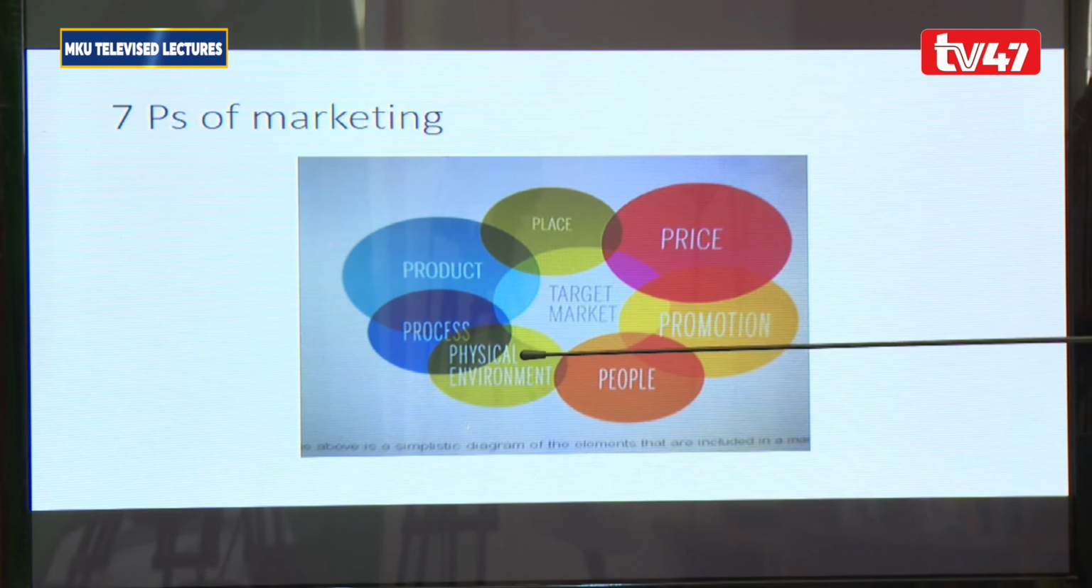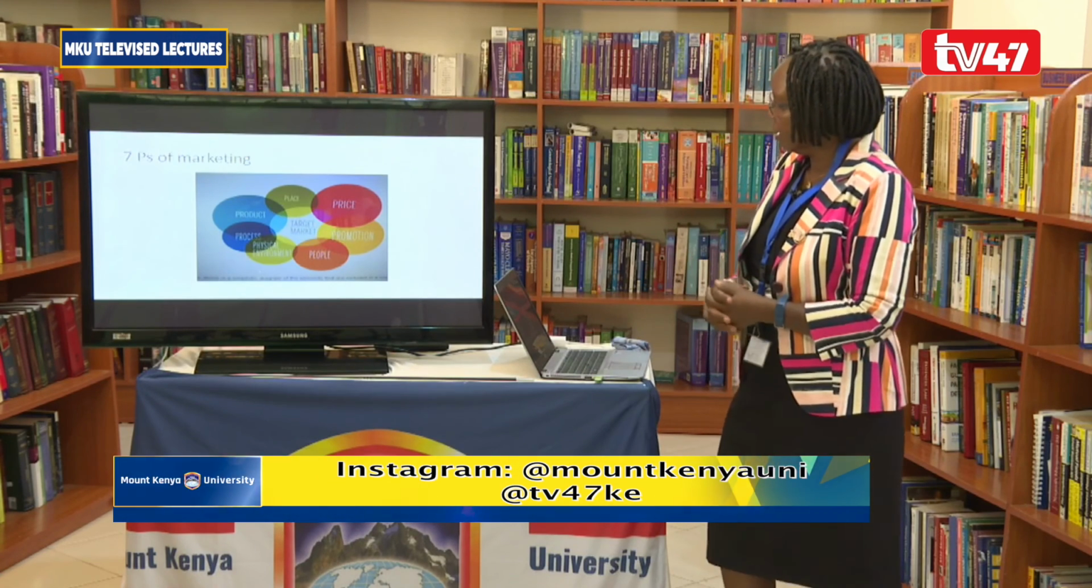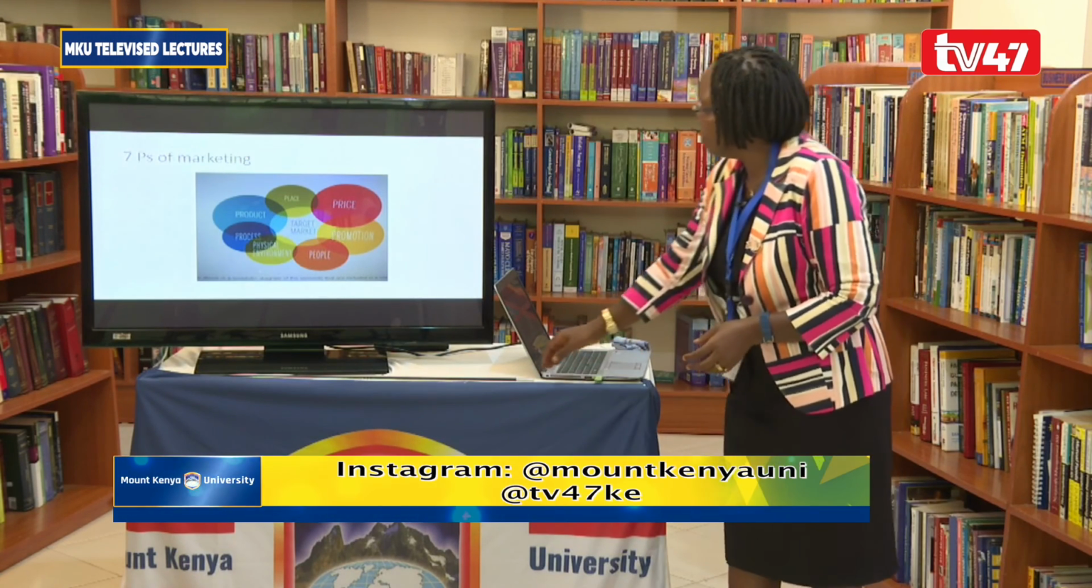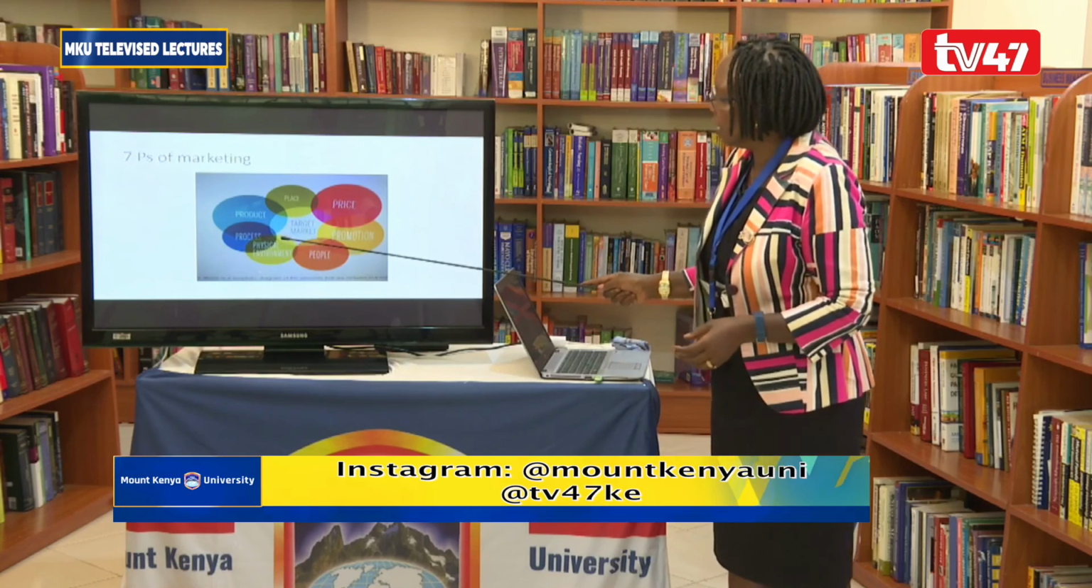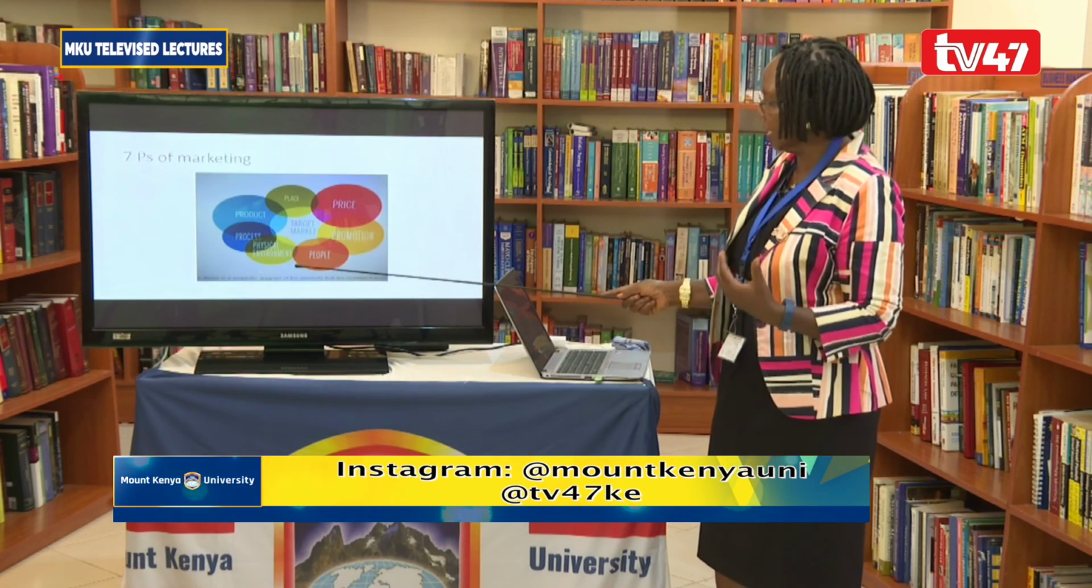So, then there is the physical environment. What is the environment that surrounds? How do you present? For example, in a hotel or restaurant, what are the physical environments? Does one come to your restaurant and the first thing is a very unhygienic place? Because that one will repulse the customer. So you must be able to create a physical environment that is attractive to your customer.